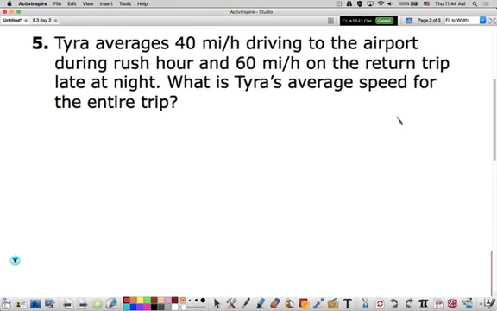I see speed, I see distance, and I see time, so that tells me I need my physics formula. Which one? Distance equals rate times time. I'm going to need to use that a lot. Tyra travels 40 miles per hour driving to the airport, 40 miles an hour, and 60 miles per hour on the return trip. These ones you really have to draw a picture on.